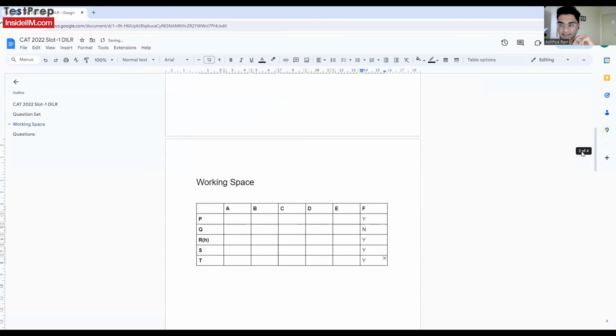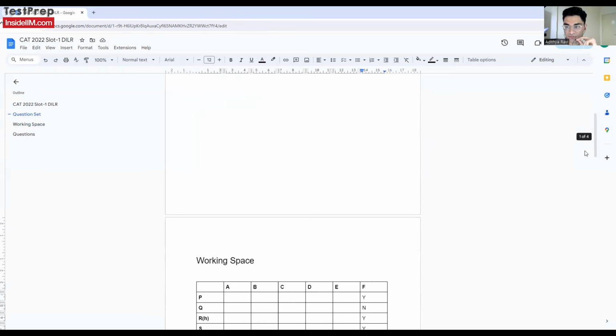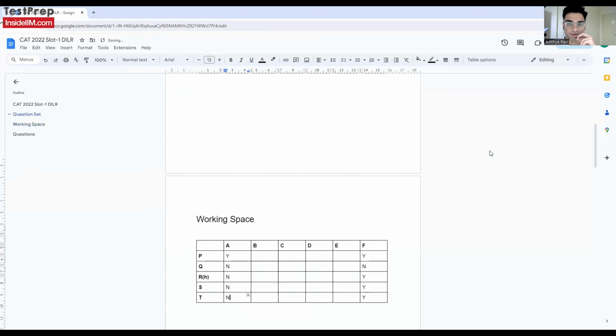And they've told us that A has done the opposite. A has given a token to no one except P. Right? So P is the only one to have received at least a token from A. All right. What else do we have here?